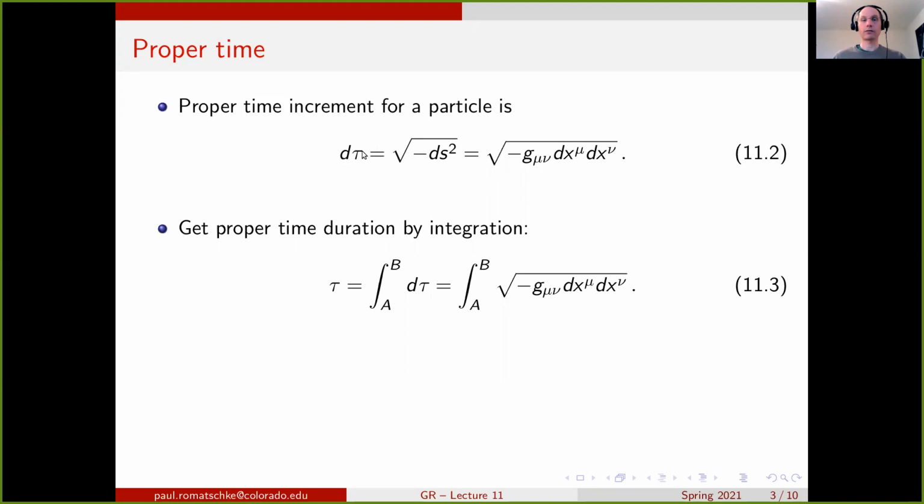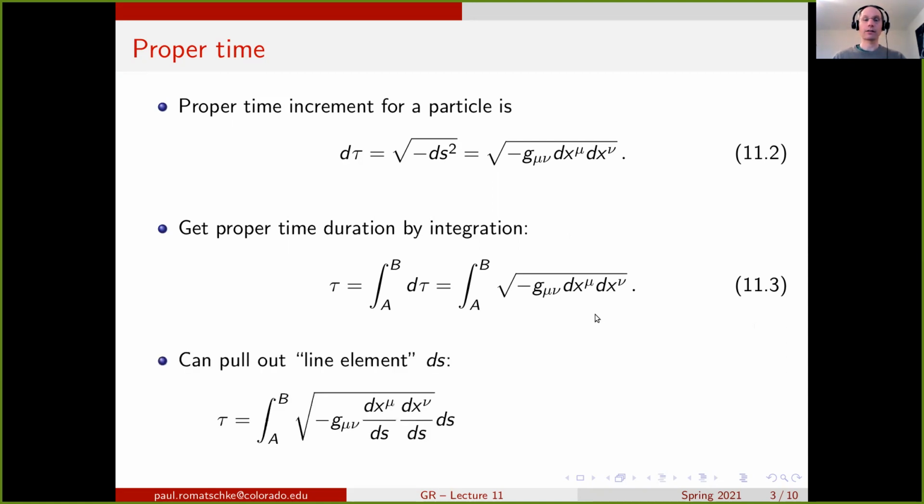We can rewrite dτ using the expression that we found in equation 11.2. So we get this square root in here, and we can pull out the line element ds from this expression. If you pull out a ds squared under the square root, that gives us a ds in the integral, and that will be our measure for the integration. So basically, the integral turns into an integral from s at position A to s at position B of ds times this expression under the square root.